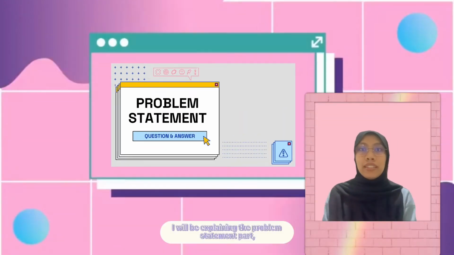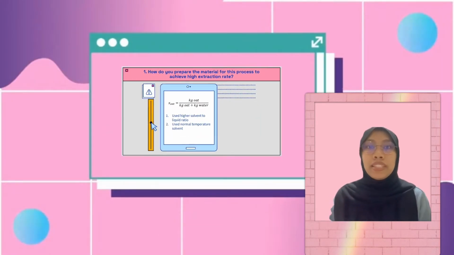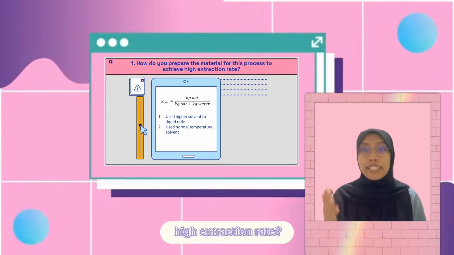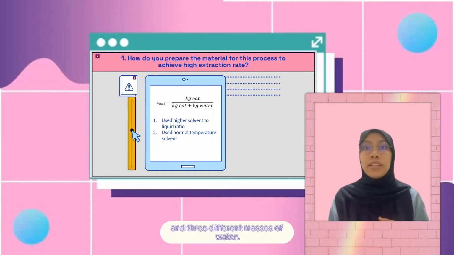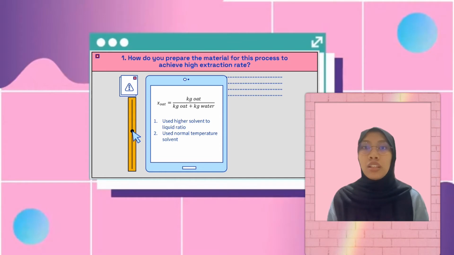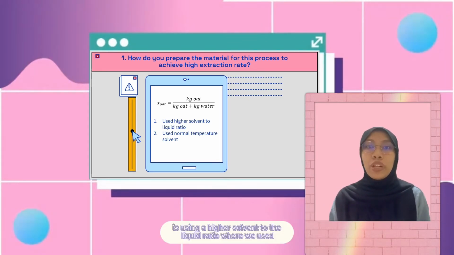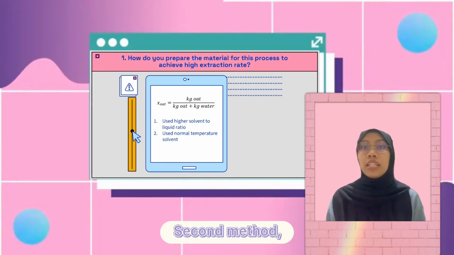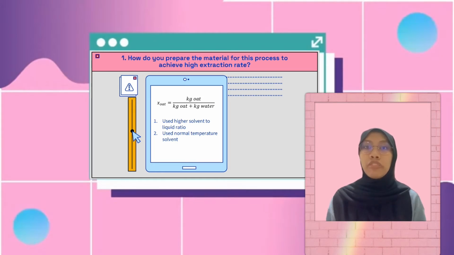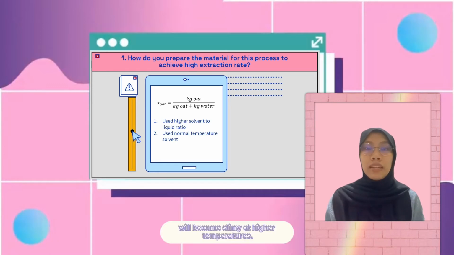We will be explaining the problem statement part. The first question is, how do you prepare the material for this process to achieve a high extraction rate? For this experiment, we use a constant mass of oat and 3 different masses of water. The first method is using a higher solvent to solid ratio, where we use 100 gram, 200 gram and 300 gram of water to a constant 50 gram of oat. Second method, use normal temperature solvent to prevent undesired extracted product concentration, as oat milk will become slimy at higher temperature.